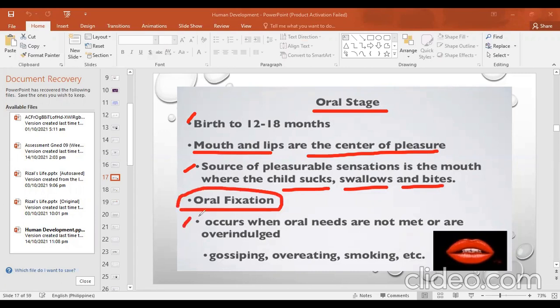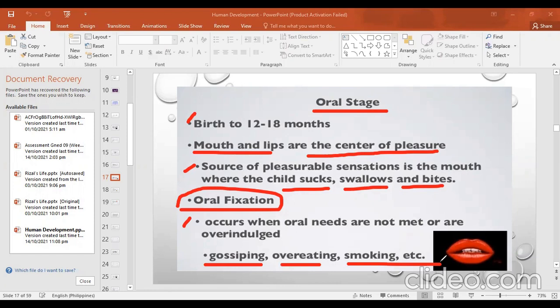So oral fixation occurs when oral needs are not met or are overindulged. Kumbaga nung pinigilan siya, ayan, nagkaroon ng fixation. So tendency, nung paglaki mo, ano ba yung nangyari? We have gossiping, overeating, or even smoking, and etc. So when we talk about gossiping, napaka-chismosa. Ayan. Puro negative yung lumalabas sa bibig. And overeating. And also too much smoking. No, kasi napigilan yung pleasure.